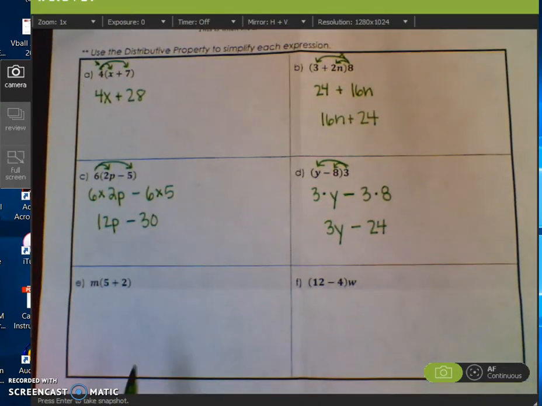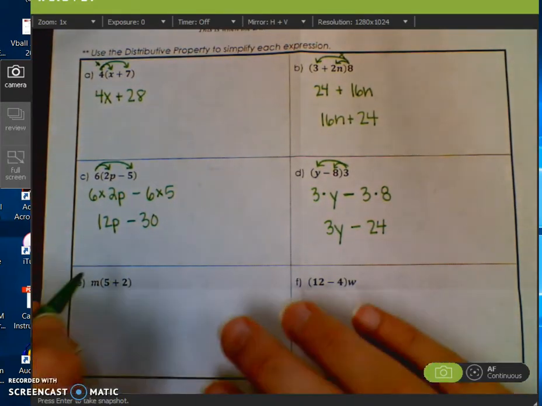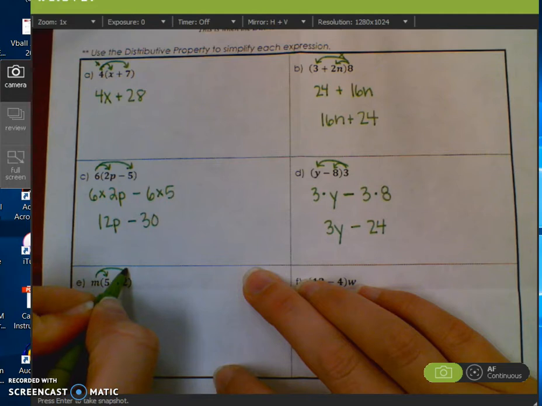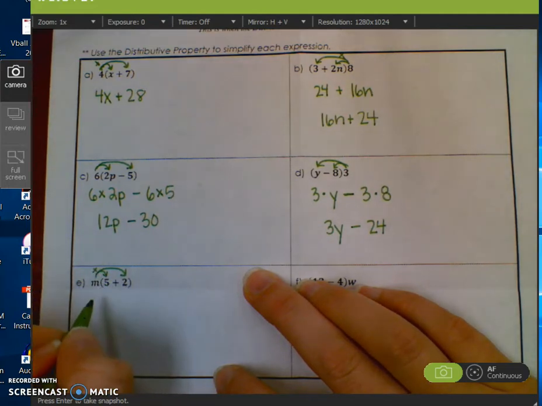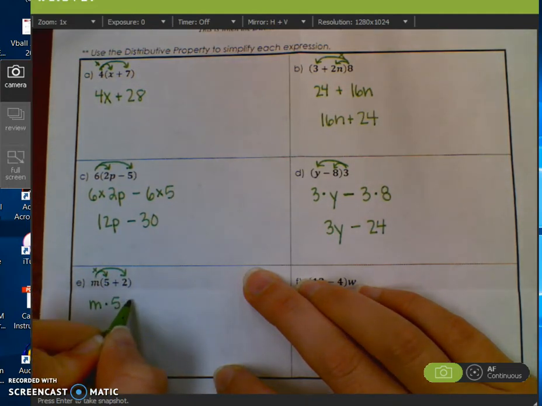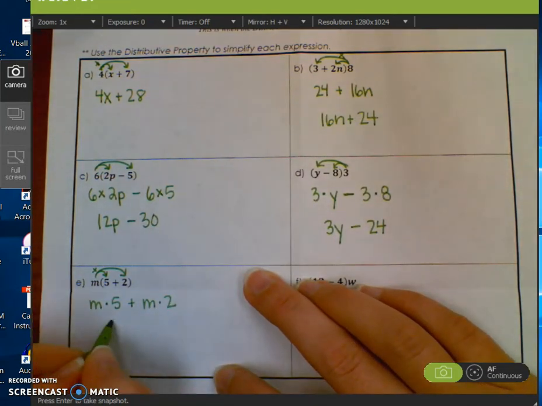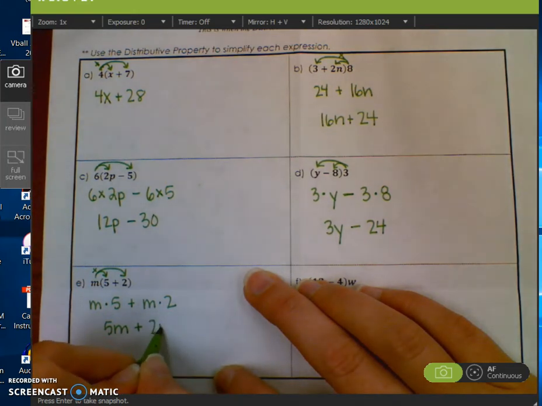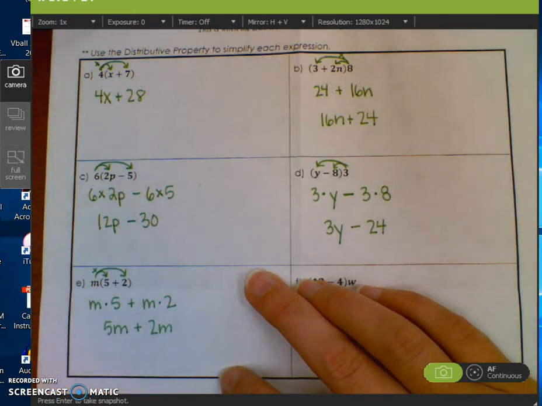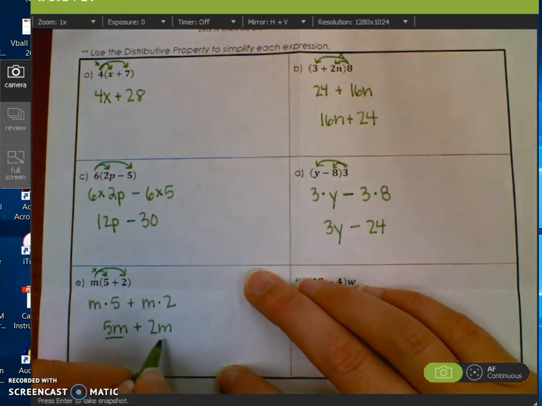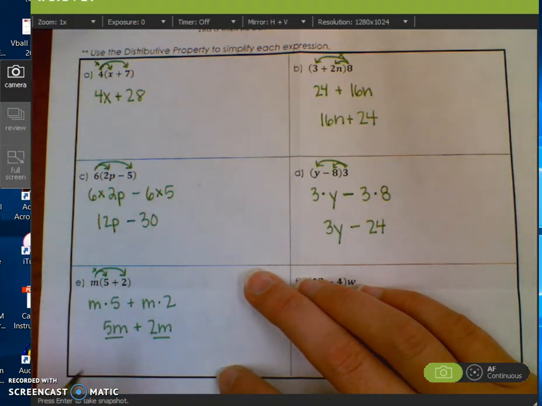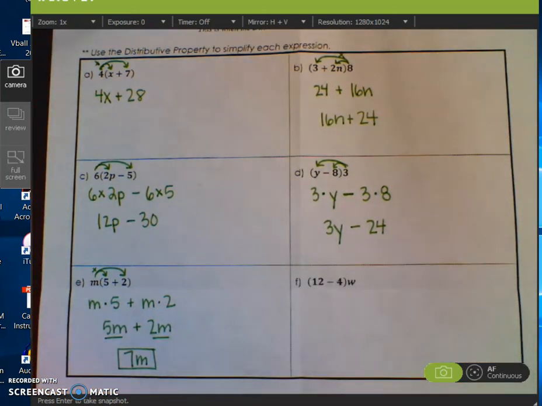Hopefully you've tried these next two on your own, and now you're just checking your work. This first one, we should have multiplied m by everything on the inside. So m times 5 plus m times 2. Now, m times 5 we can write as 5m, and m times 2 we can write as 2m, to put it in a little bit simpler terms. Now, because these are like terms, 5m and 2m, they have the same variable and the same exponent, we can combine them to get 7m. And so 7m is actually my simplest form.